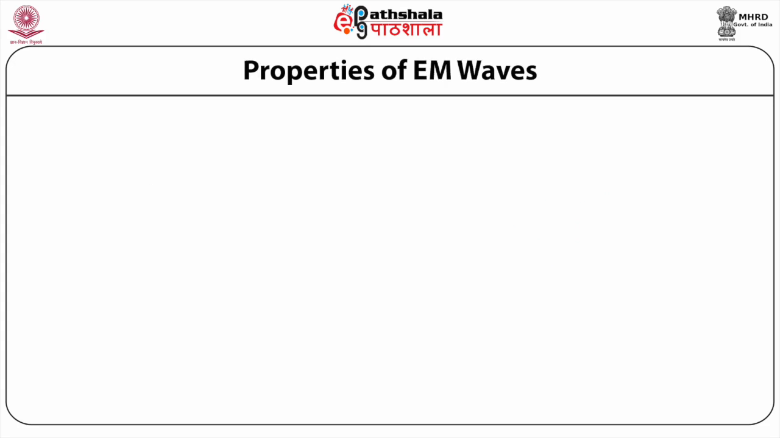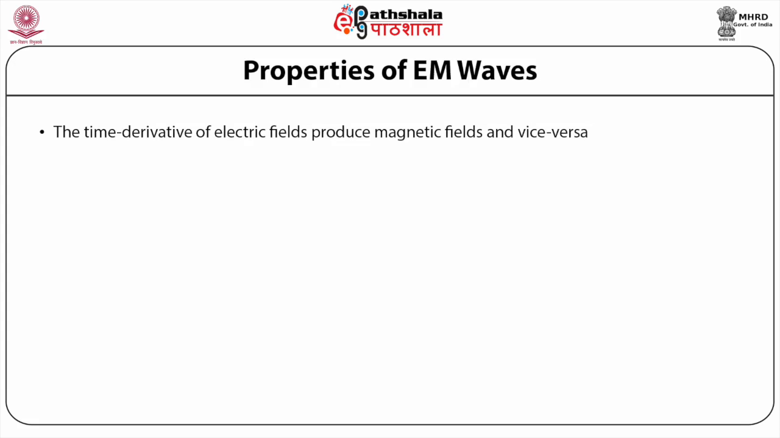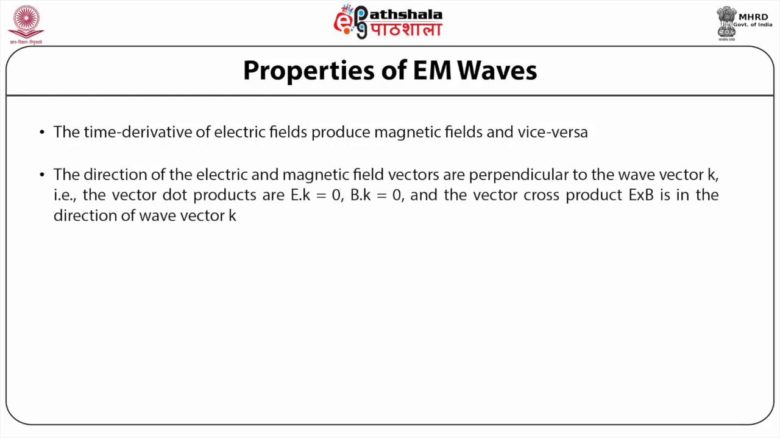Let's chalk down some of the basic properties of these electromagnetic waves or the Maxwell's electromagnetic waves. The first one is that the time derivative of electric fields always produces magnetic fields and vice versa. That is what we have learned from the Maxwell's equations, which is true for all kinds of electromagnetic waves. The second point is the direction of the electric and magnetic field vectors are always perpendicular to the wave vector k. Vector dot products E dot k and B dot k are always 0 for all the electromagnetic waves that we know.